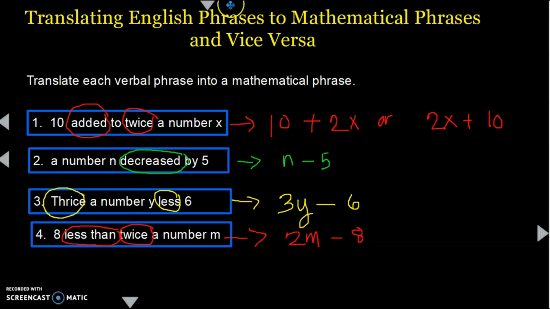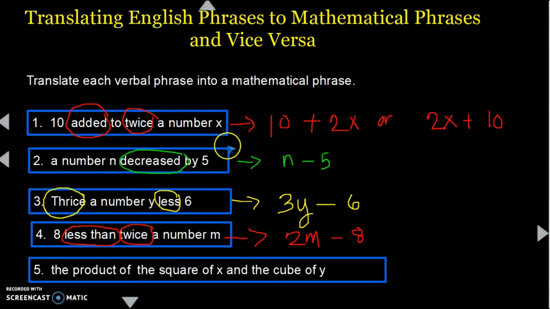And let's have the fifth one. Okay. So, the fifth one is the product of the square of x and the cube of y. So, we have here the keywords. Kunin ulit natin ng keywords. Product, square, then cube. So, alam natin na puro multiplication yan, no? So, square ng alin? Ng x. At cube ng alin? Ng y. And that's it. There's no need to put a sign here.